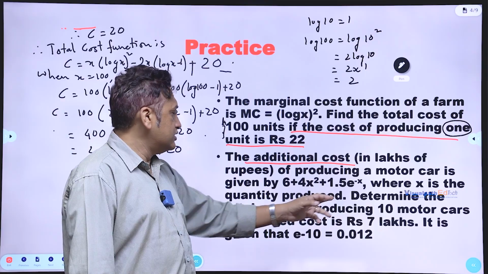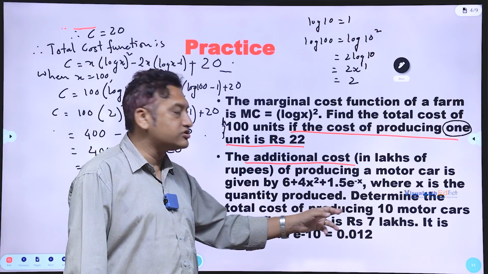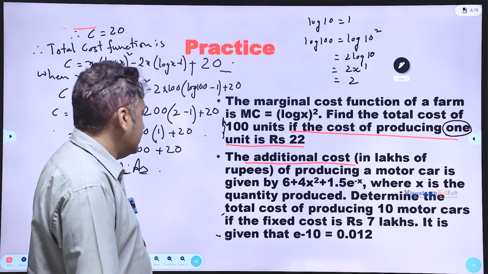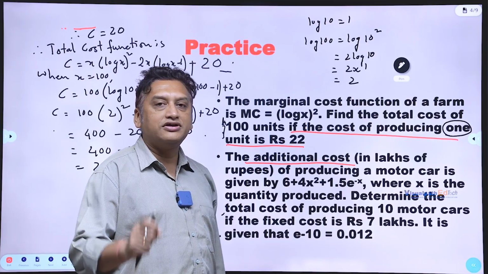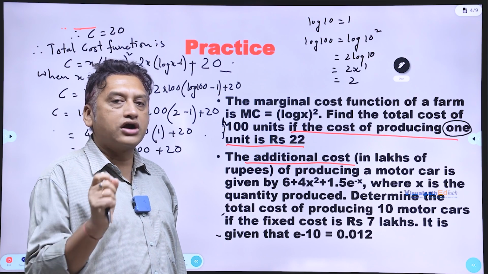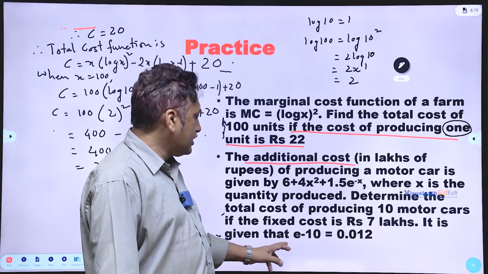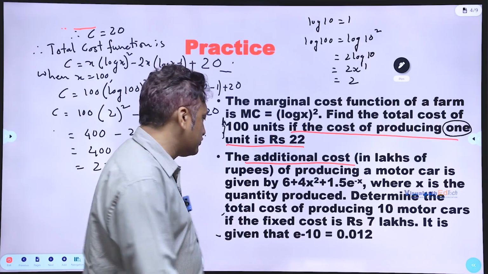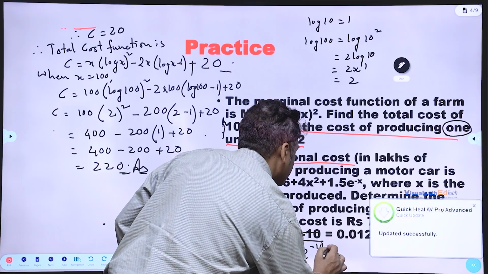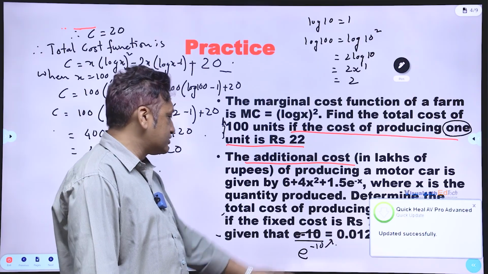Now, what does the question say? Determine the total cost. So, this is the marginal cost given. From the marginal cost, we have to find out the total cost of production of 10 motor cars. If the fixed cost is rupees 7 lakhs, fixed cost means whether you produce any car or you don't produce any car, even if no car is produced, the fixed cost will be 7 lakhs. That has to be spent. It is given that e to the power minus 10 is equal to 0.012. That is the value given.